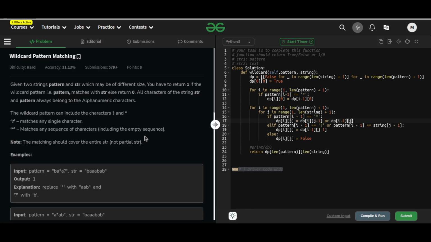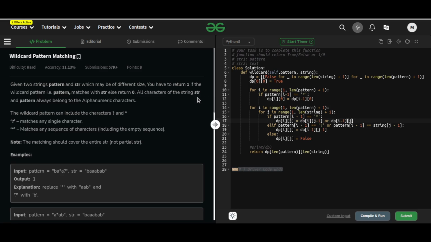Hello guys, in this video we are going to discuss the solution of the problem wildcard pattern matching. So let us look at the problem statement. The problem statement says: given two strings, pattern and str, which may be of different size, you have to return 1 if the wildcard pattern, that is pattern, matches with the string, else return 0.